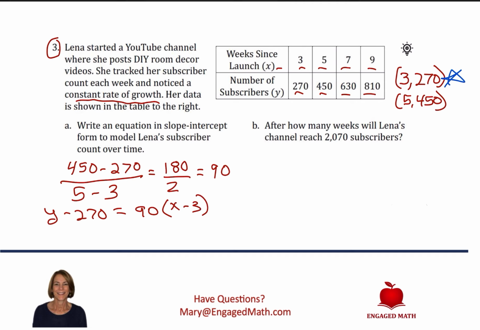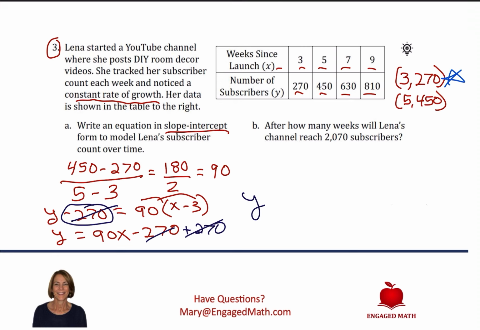All right, I'm going to now change it to slope-intercept form, and I'm going to do that by taking a couple steps at once here. I'm distributing that 90, so I get 90x minus 270, but then I have to add this 270 to both sides. When I add that 270 to the other side, I'm going to get a plus 270, because I want that to go to the other side, which makes it a plus. And then these cancel, and my equation is simply y equals 90x.